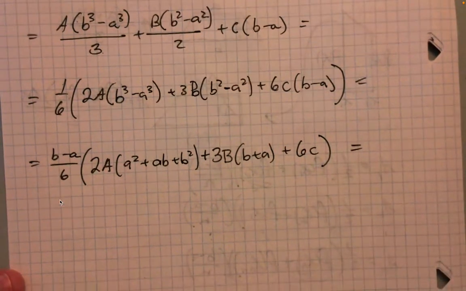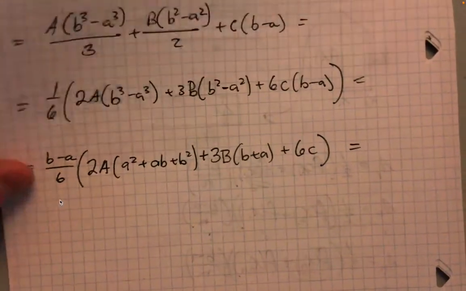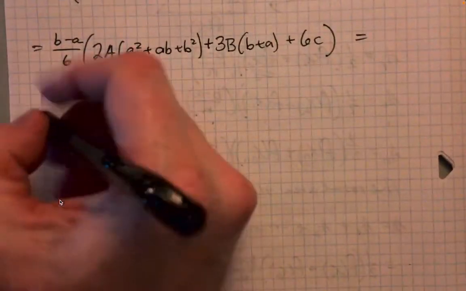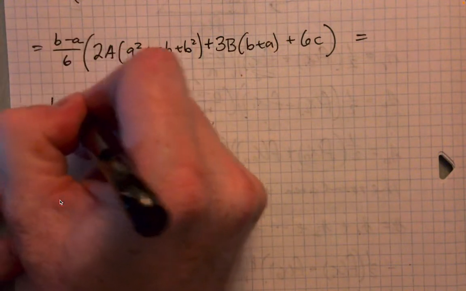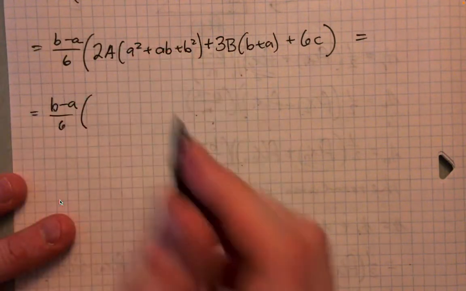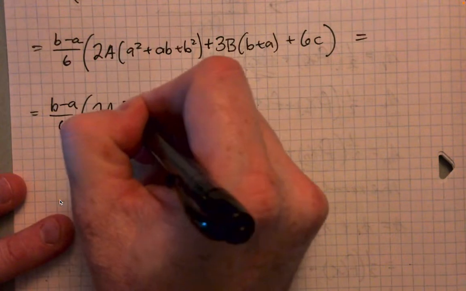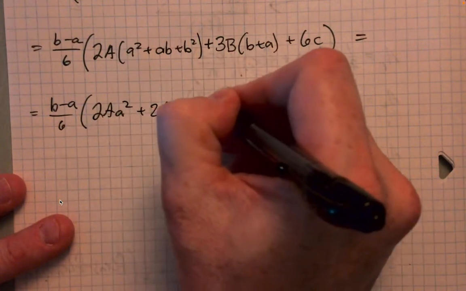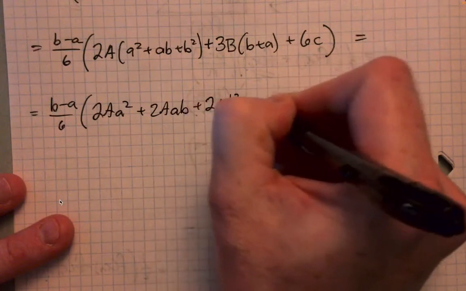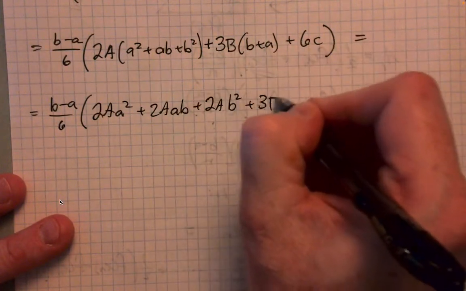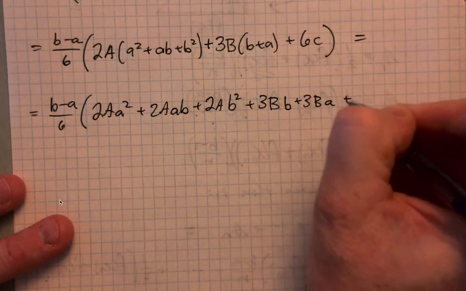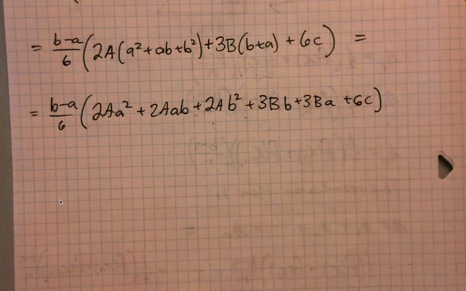Okay, all right, so we get to that piece. And then let's go ahead and expand everything. Okay, and when we do that, we get 2a squared plus 2ab plus 2b squared plus, and then expanding that, 3 little b plus 3 little a plus 6c. Okay, that's all of that.